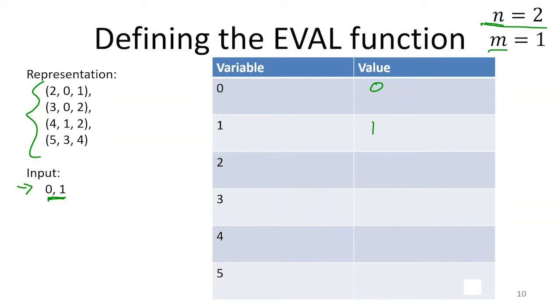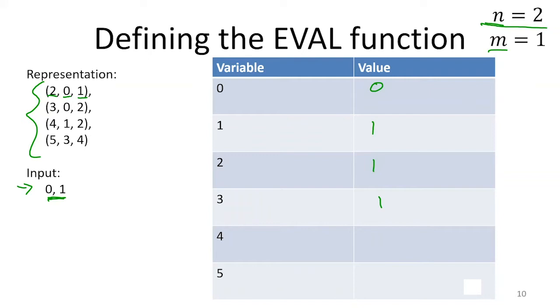Next, what we do is we say, all right, variable 2 is going to get the result of doing a NAND with 0 and 1. So variable 2, we want to do 0 NAND 1. 2 is the result of NANDing 0 and 1. So 0 NAND 1 is 1. The next thing we have is 3 receives the result of doing a NAND with 0 and 2. 2's value is 1, 0's value is 0. So 3 gets the value of 0 NAND 1, which is 1.